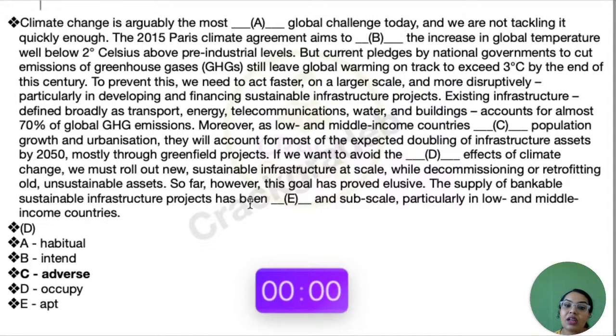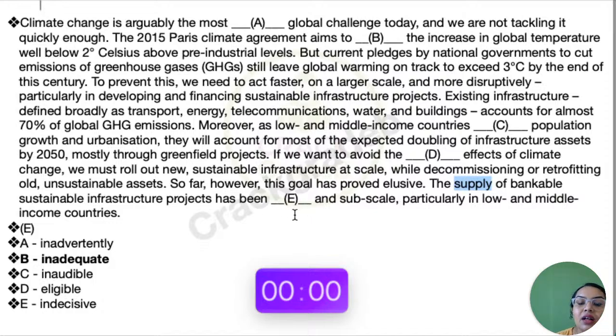Okay. Then if we want to avoid the adverse effects, of course the effects are going to be bad, and that's why adverse effect. This was very easy. So far, however, this goal has proved elusive, as in it is not quite something that we think can turn true. The supply of bankable infra projects has been dashed. So the supply has been. You need to see the main subject if you want to select the right verb, or after the verb if there is an adjective, in this case, like how it is. So the supply has been inadequate and subscale.